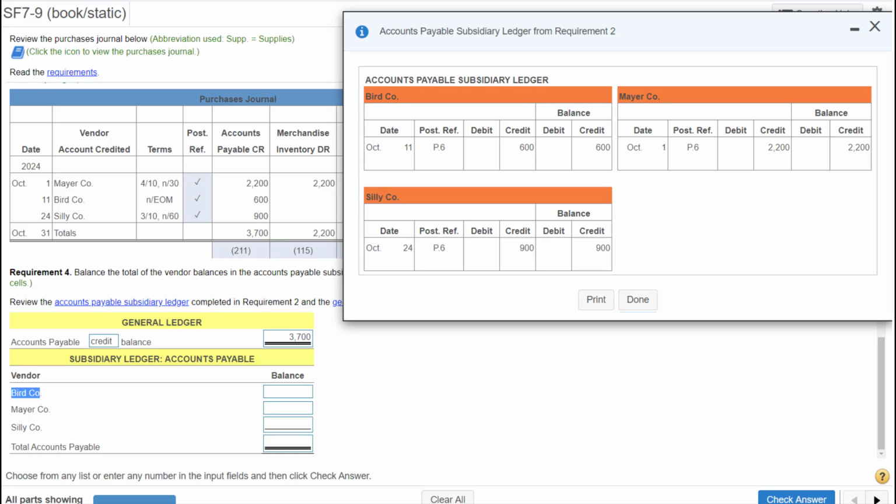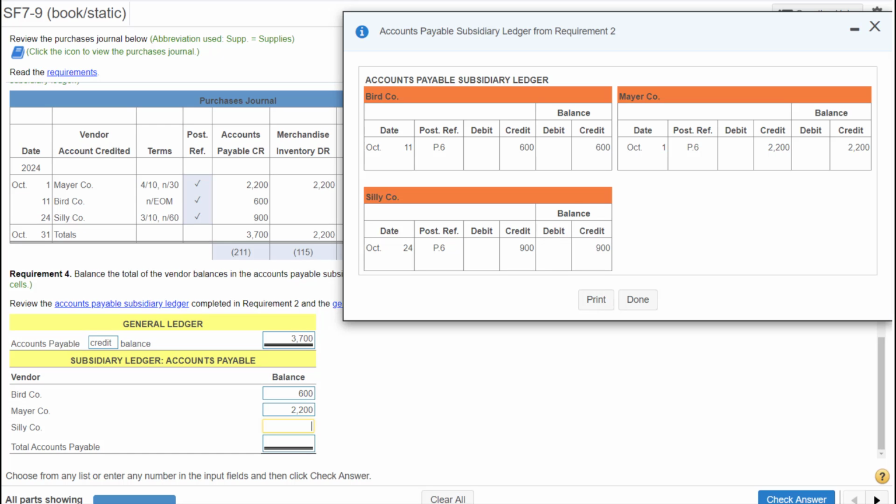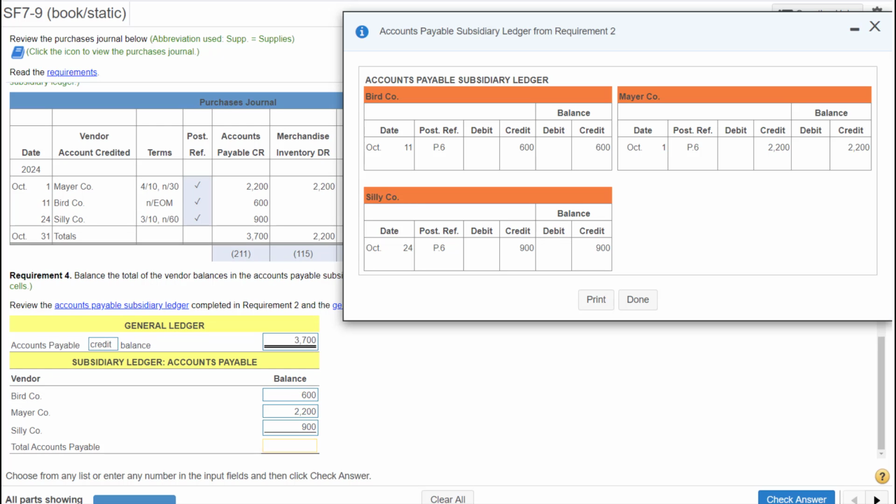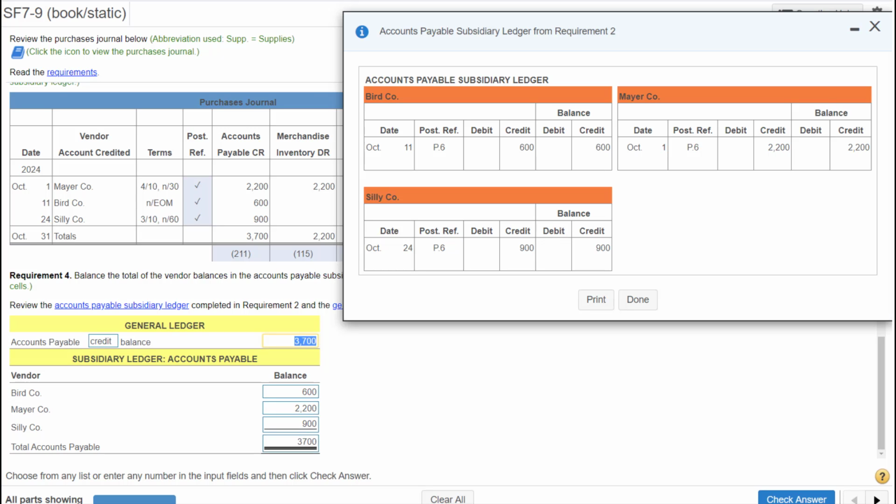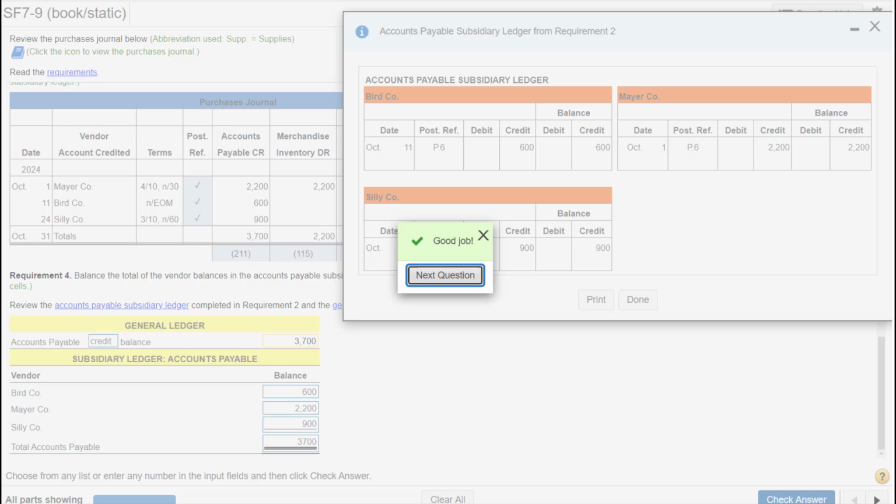And so we're going to find the balance of Bird Company, 600, Mayer Company, 2,200, Silly Company, 900, and then we're going to add these, and they have to equal that, and they do, $3,700. Remember, this AP subledger is just a breakout of the AP account showing who do we owe this $3,700 to. And here's the answer: Bird Company, Mayer Company, and Silly Company. And that's it.